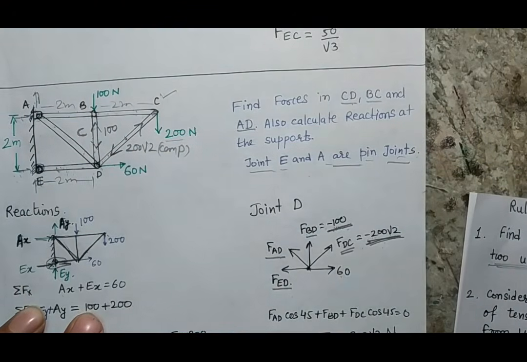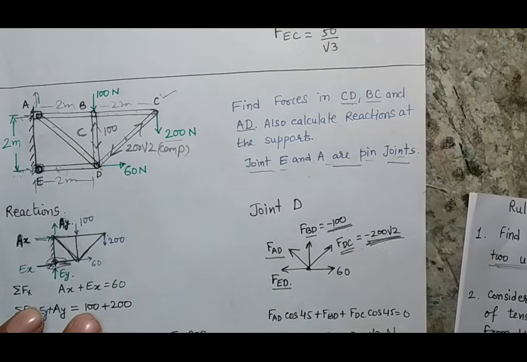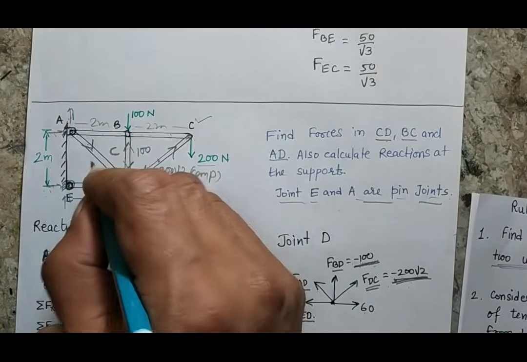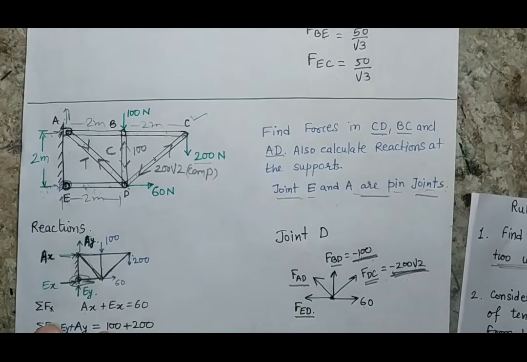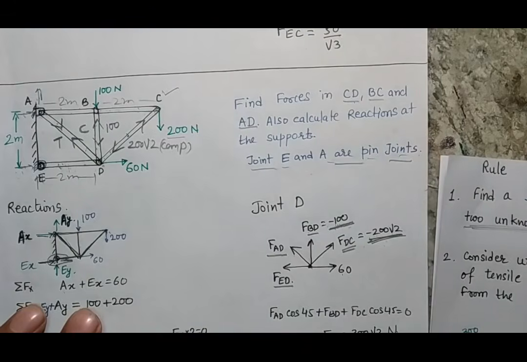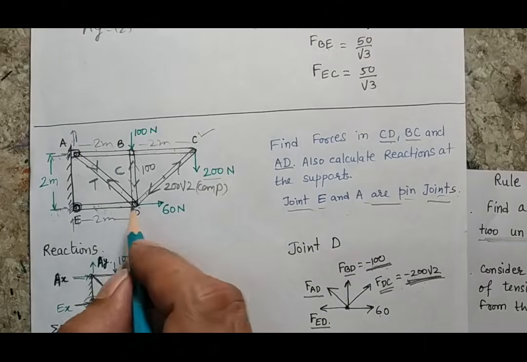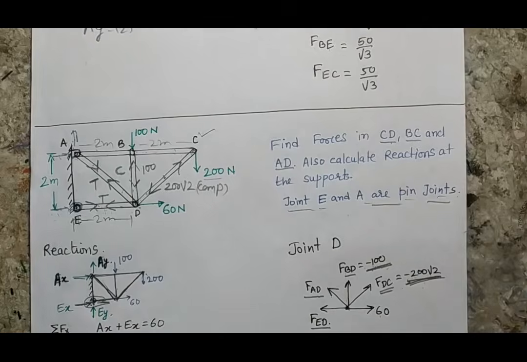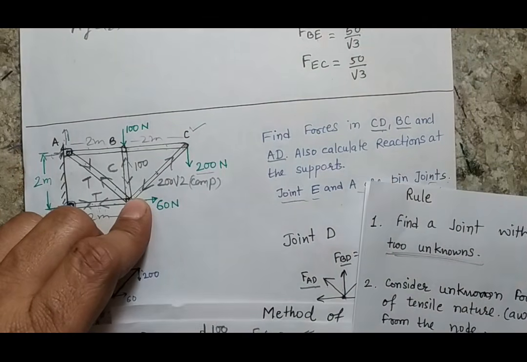The force in AD comes out 300√2. AD is this one, and it is of tensile nature because the sign is positive here. That means it is going away from the joint. This will be the direction of the internal forces, and this is of tensile nature. Similarly, I have calculated ED. ED comes out 440, which means it is also of tensile nature, so this will be the direction of my force. Similarly, I can draw forces on the truss, and I can calculate different forces in the trusses. Thank you.